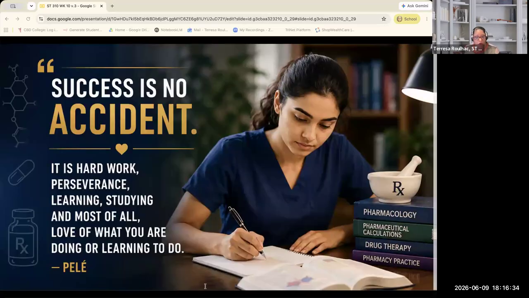So we get into our quote of the week. Success is no accident. It's hard work, perseverance, learning, studying, and most of all, love what you're doing or learning to do. I thought this was especially fitting for week 10, right? None of you got here by accident. You've spent the last several weeks learning complex concepts, pushing through challenges, and continuing to show up when the material felt difficult.